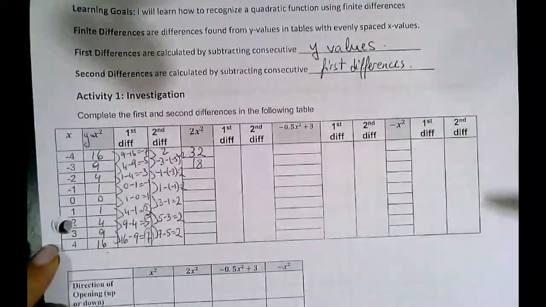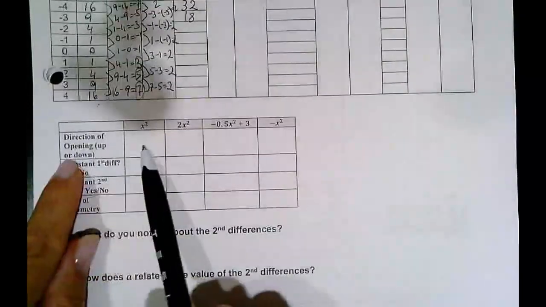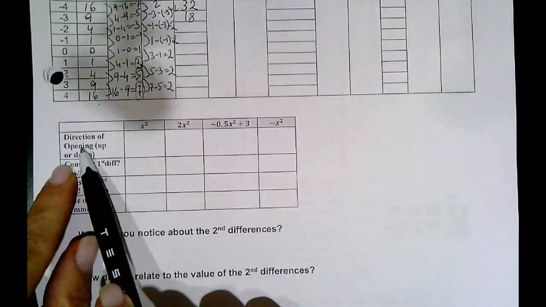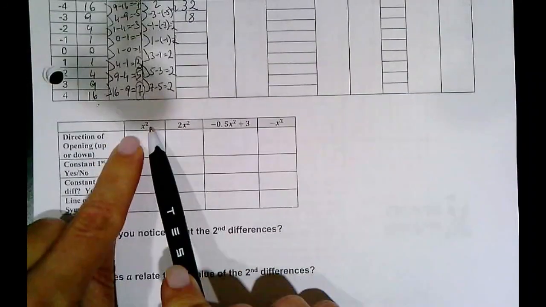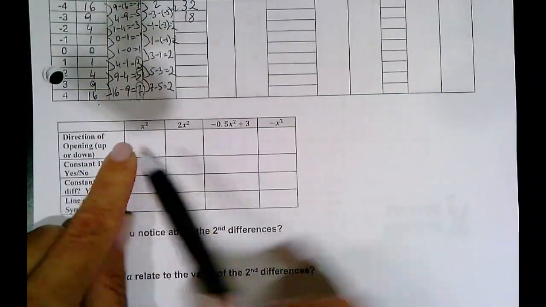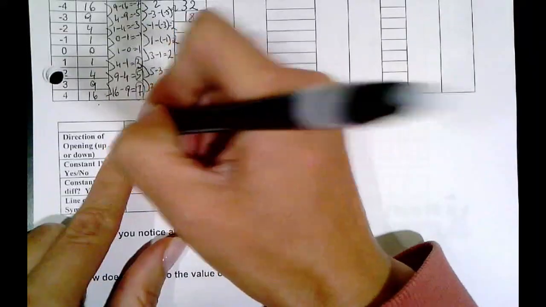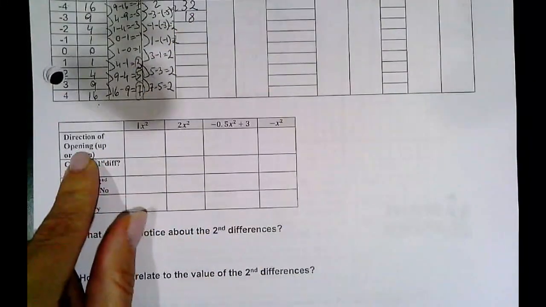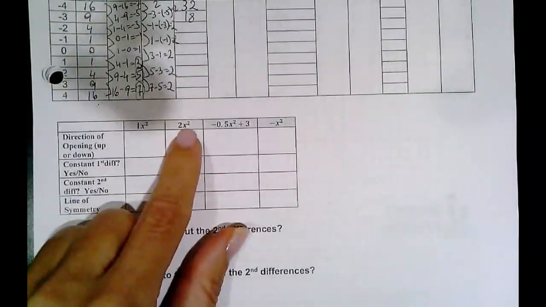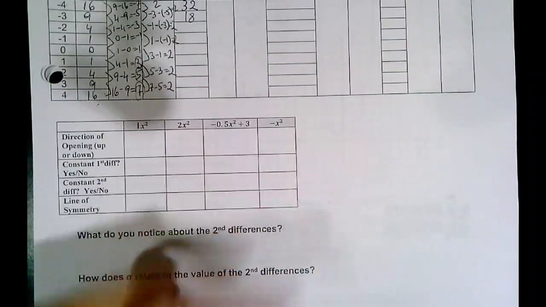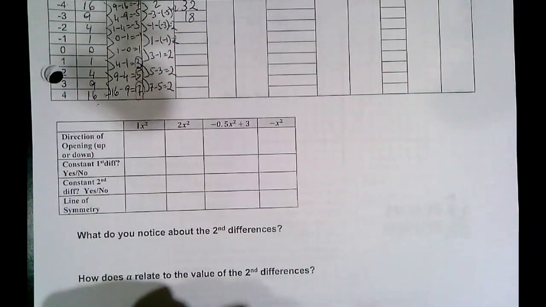So once you do all this, what I want you to do is answer these questions. What is the direction of the opening? Is it up or down? So we've learned this in lesson 2. If the coefficient of x squared is positive, the direction of the opening is up. If the coefficient is negative, then the direction is down.